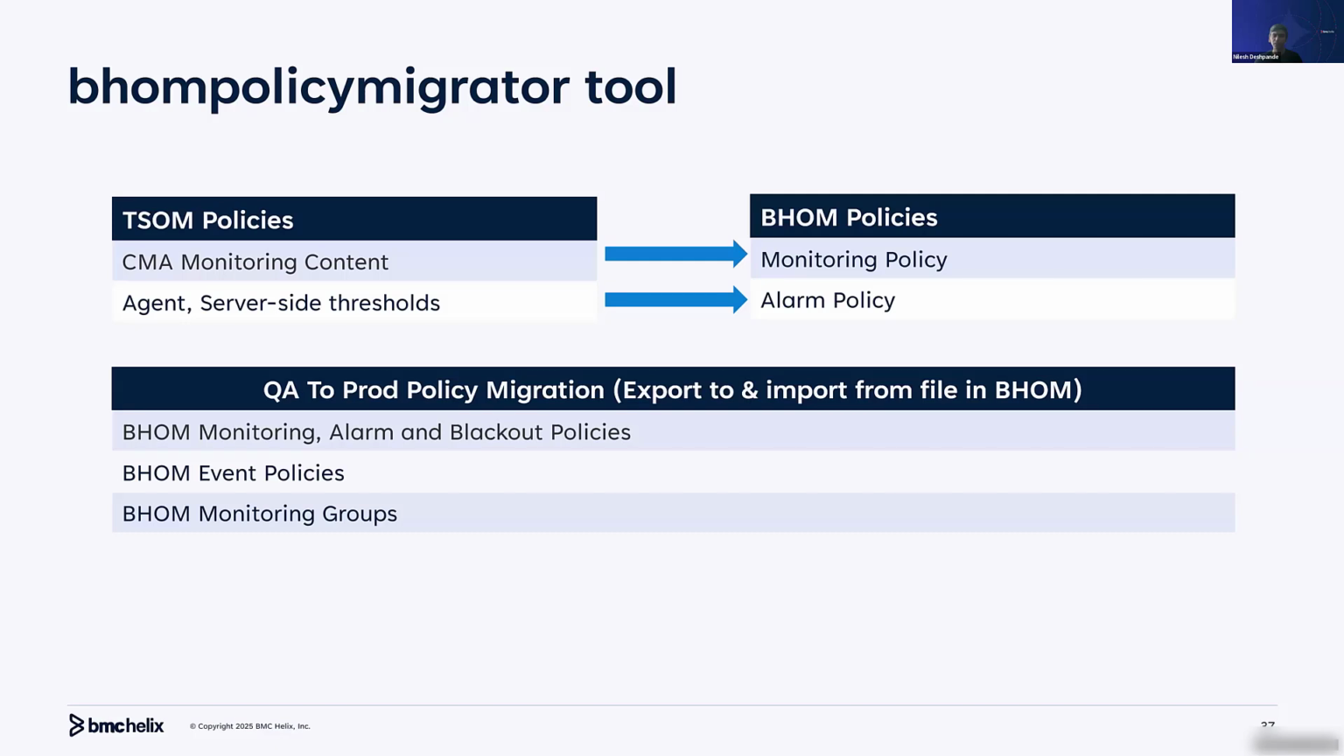The next one is the BHOM policy migration tool, where you can have the CMA monitoring content put into the flat file, and get that converted into the monitoring policy directly on the UI, on the BHOM. The agent and the server side thresholds will also get converted into the alarm policy. Like I said, there is a separation between the monitoring and the alarm policy, which will be done via the BHOM migration tool.